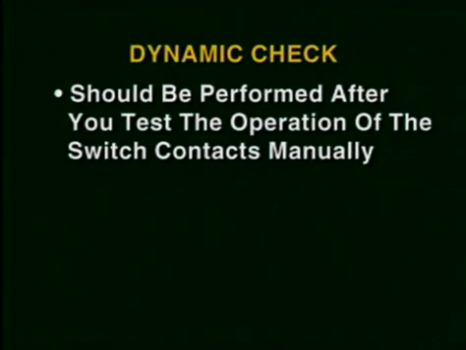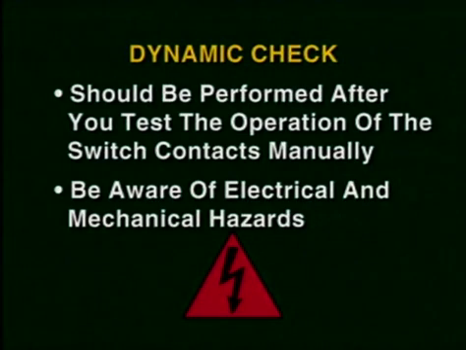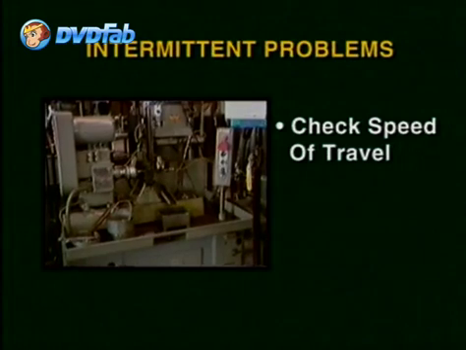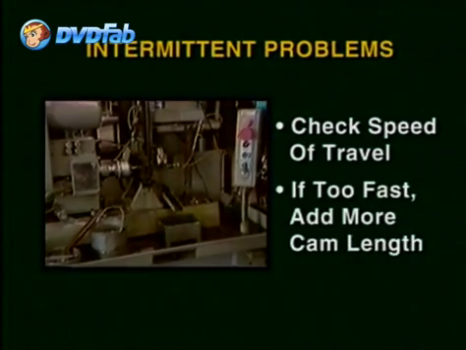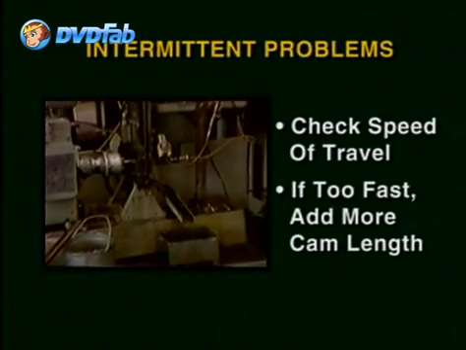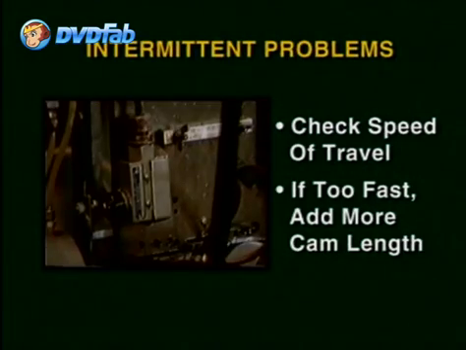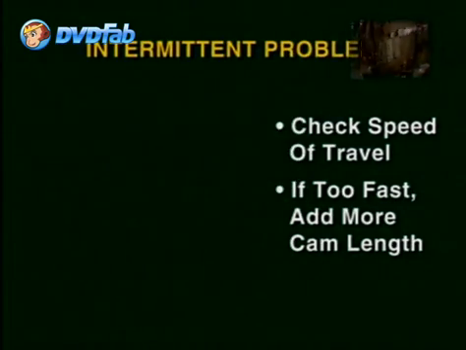When performing dynamic tests, always be aware of electrical and mechanical hazards by exercising extreme caution. If the limit switch is exhibiting intermittent malfunctions, check the speed of the machine travel across the limit switch. If the travel is too fast, the closure of the contacts may not be long enough in duration to allow proper operation. To solve this problem, you may add additional cam length to prolong the contact closure time.